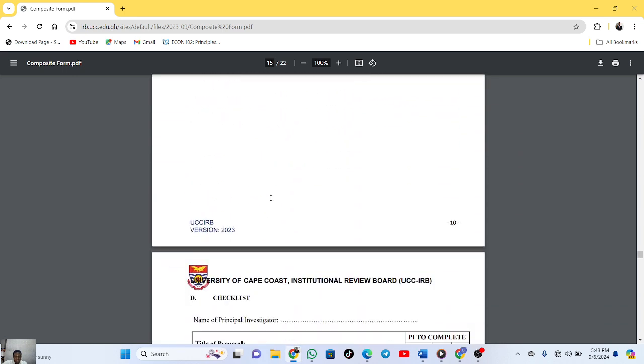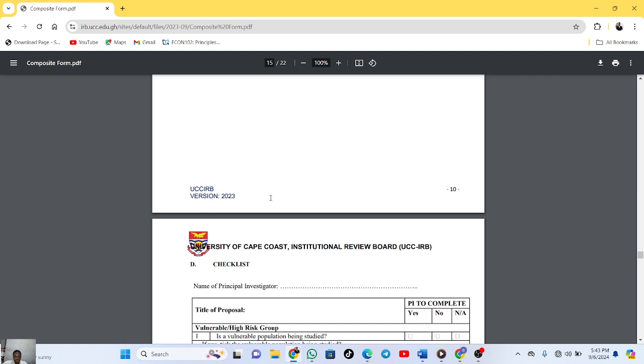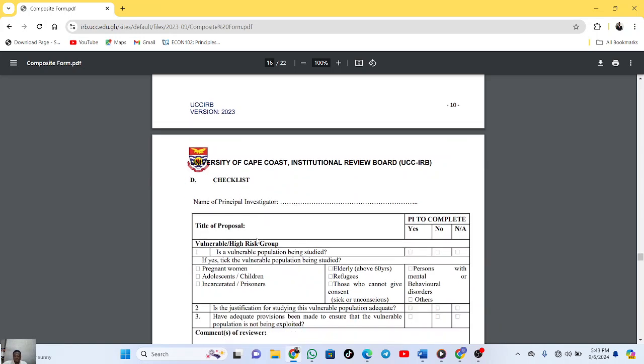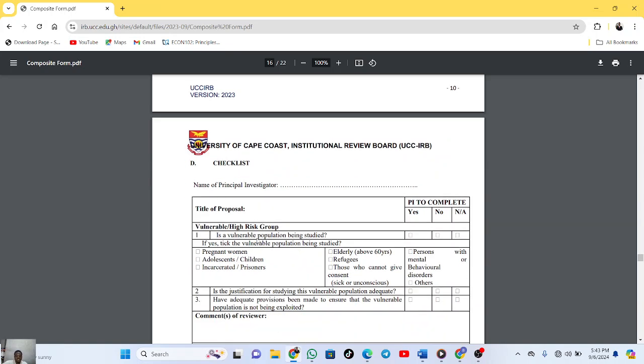If you're able to meet all these requirements and provide the information rightly, the board will just give you the clearance. It is going to help you to get approval as early as possible. So the next document that we look at is the checklist. As for the checklist, the template is there already.